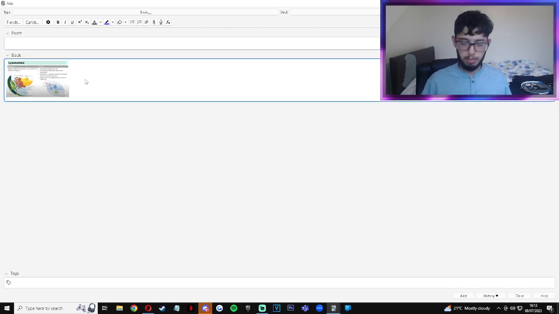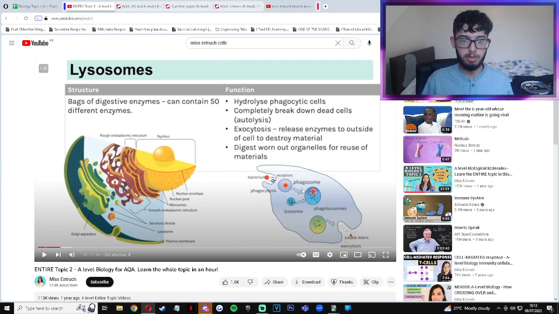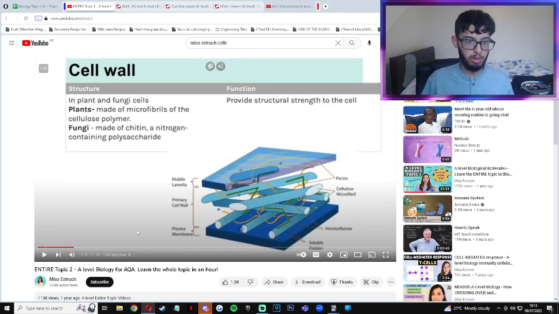I don't know why there's a bug where it just keeps the flashcard there, but you can just delete it like that, and then move on to the next thing that you don't understand. So, vacuoles, cell wall. You don't know the function of a cell wall or the structure? Screenshot it, make another flashcard for it.